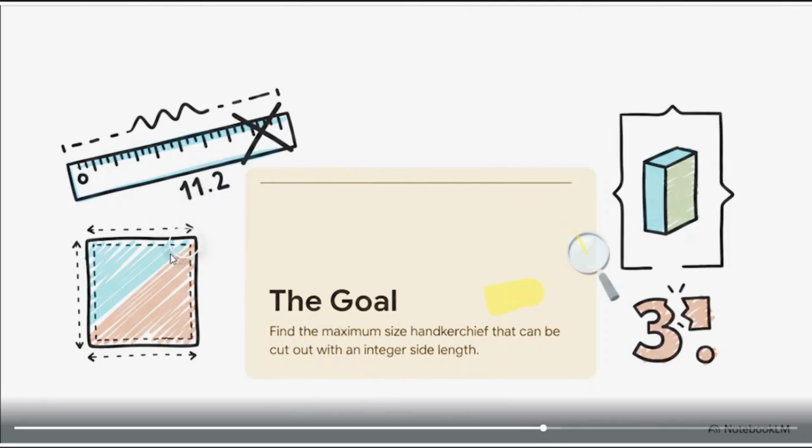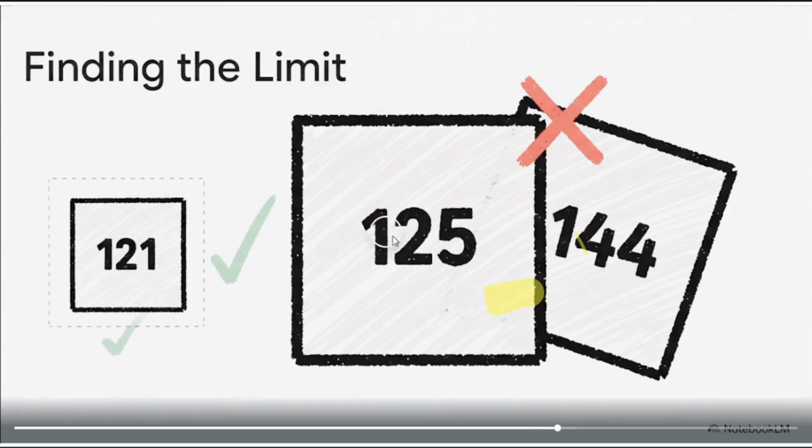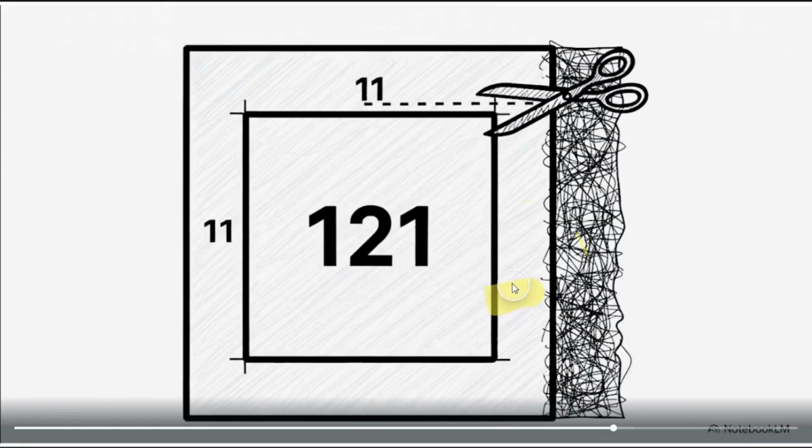So this time, we aren't just estimating, we're finding a hard limit. We use the exact same neighbor technique. The perfect squares around 125 are 121, which is 11 squared, and 144, which is 12 squared. Now think about it. Could Akil cut a 12 by 12 centimeter handkerchief? No way. That would need 144 square centimeters of cloth, and he only has 125. He doesn't have enough. And that simple logic gives us the solution. He has to go with the lower neighbor. The largest possible handkerchief he can cut will have sides of 11 centimeters, which uses up 121 square centimeters of his fabric.